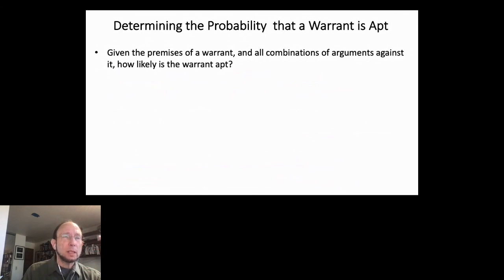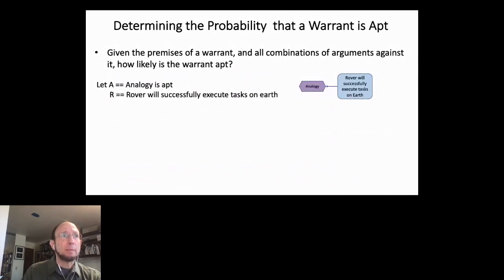Now more in the details, given the premises of the warrant and all combinations of arguments against it, how likely is the warrant apt? So here we have a warrant, which is analogy, and we want to sum over the probabilities that the warrant is apt, given that the rover will successfully execute tasks on Earth or not, times the prior probability that the rover will successfully execute tasks on Earth.